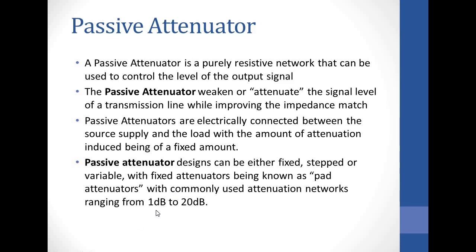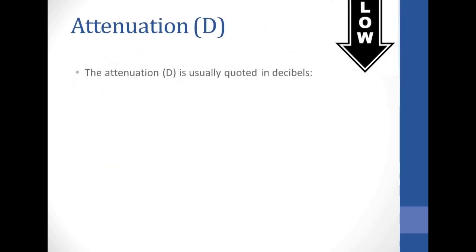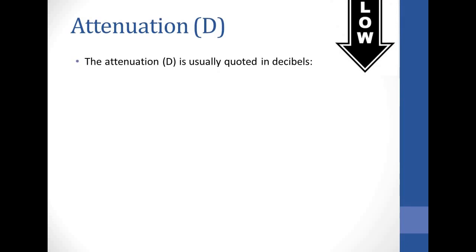Normally attenuators range between 1 decibel and 20 decibels. Then, what is attenuation? Remember, attenuation is loss. And in our chapter 1, we covered gain and loss. Because we already know that this chapter is dealing with loss, we're also going to look at another chapter on amplifiers that will deal with gain. But in this chapter, we're mainly dealing with loss.